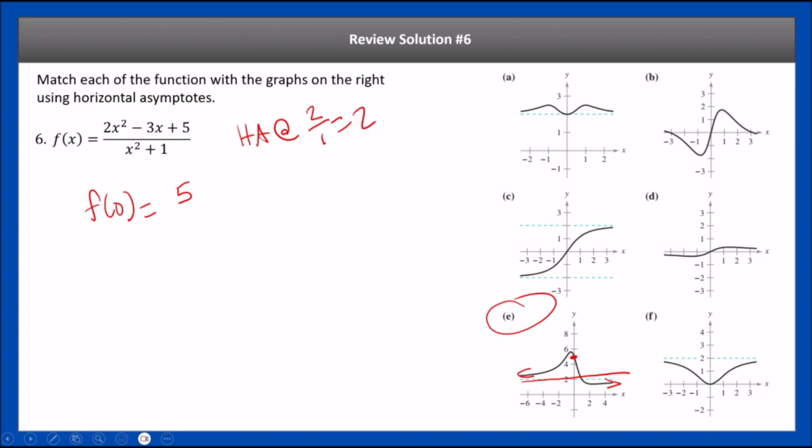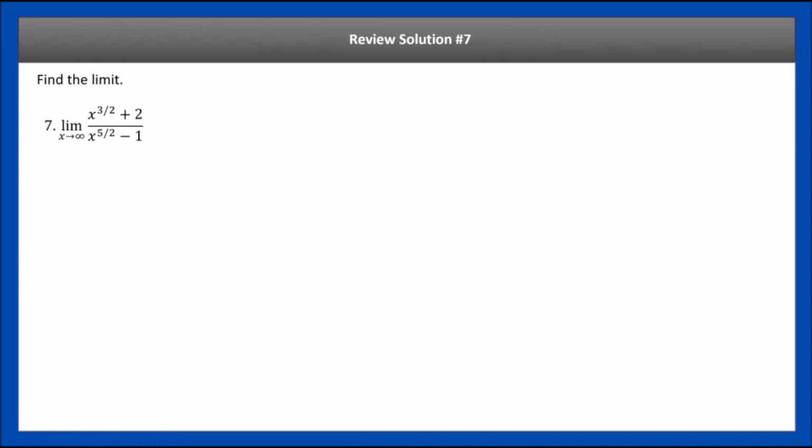All right, that takes care of part 1 of the review. So now we're going to look at part 2, the last few questions here, which involve infinite limits. Okay, so for number 7, keep in mind that we're going to divide by the highest power of the denominator in this example.